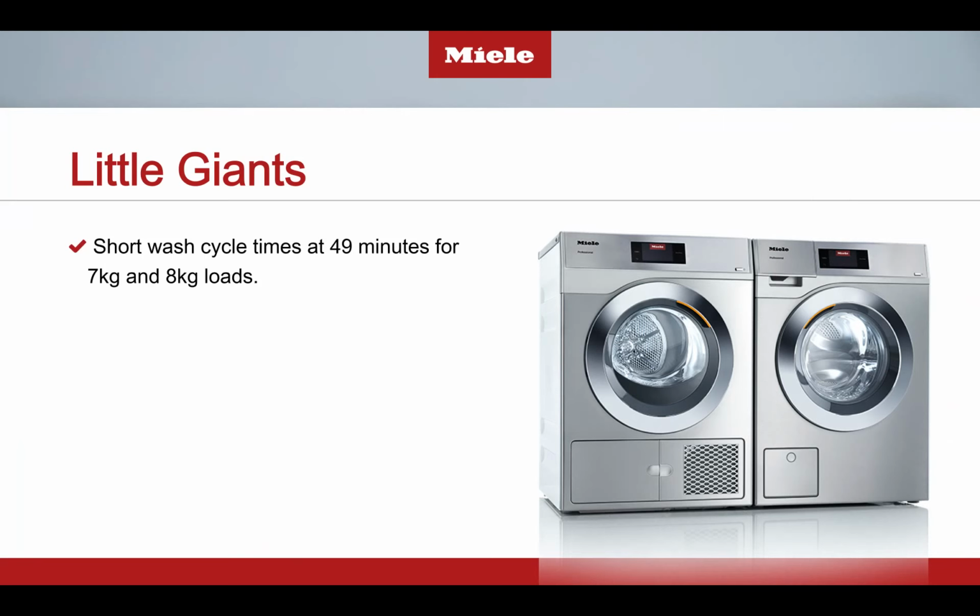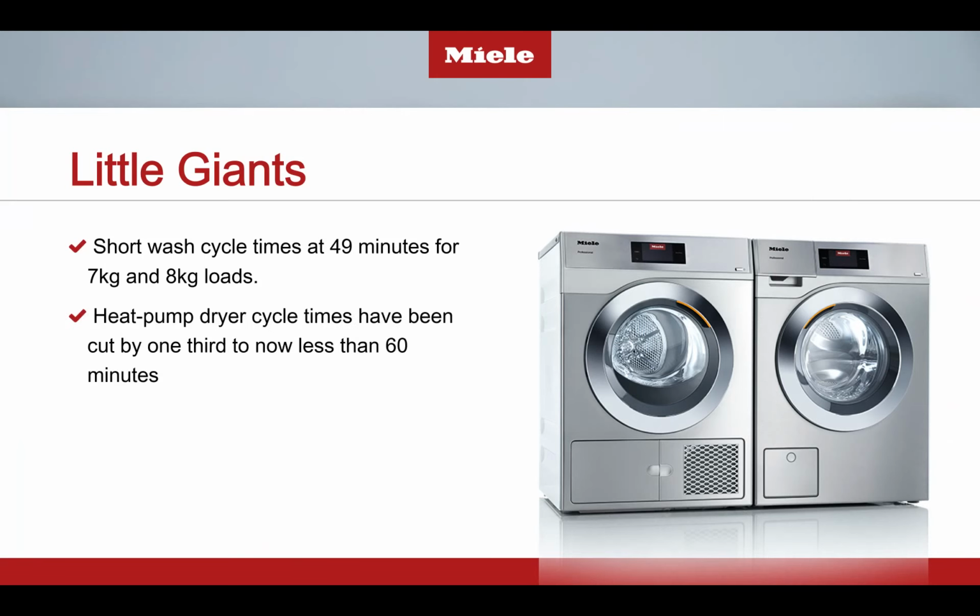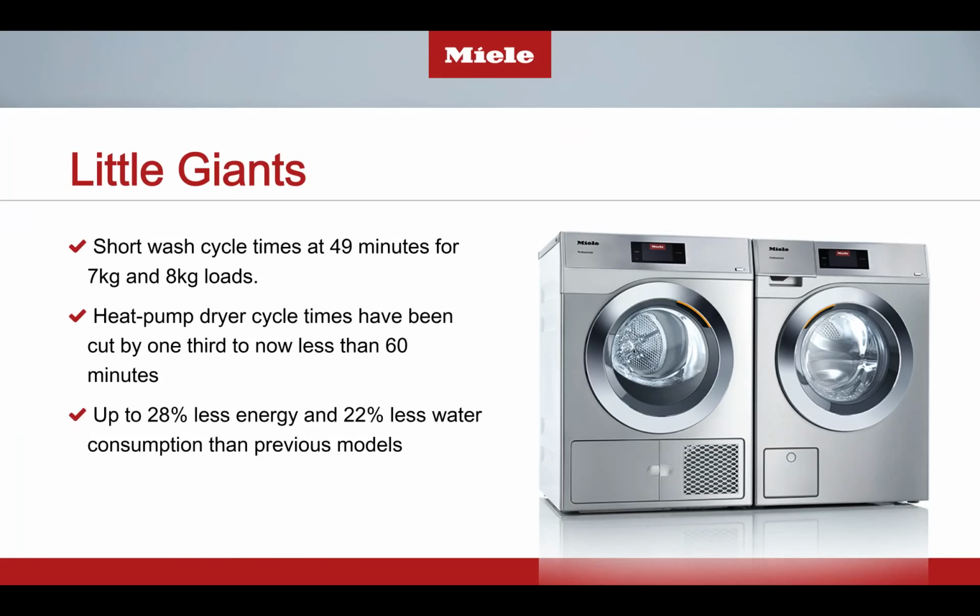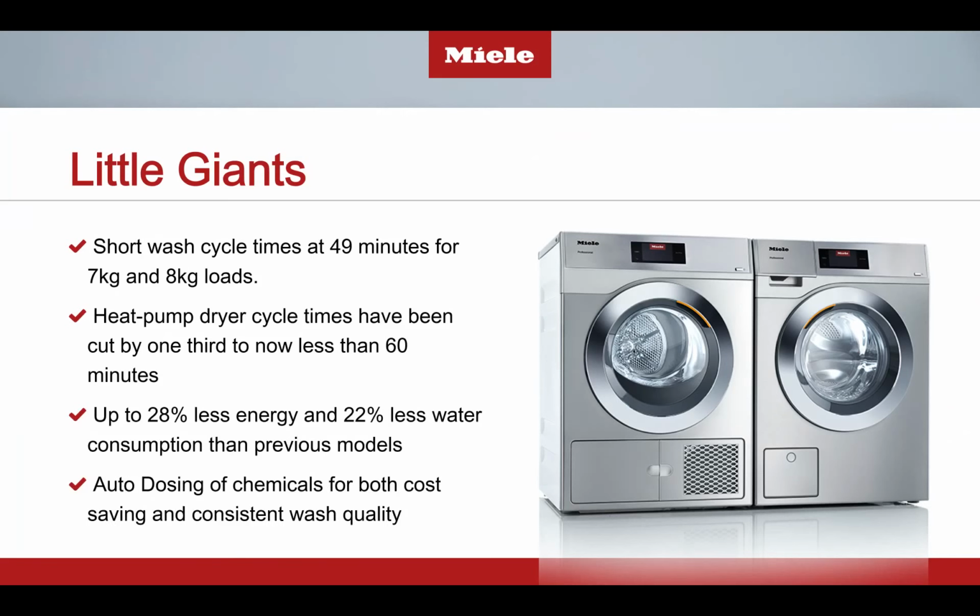Our cycle times are short, which enables you to process up to 76 kilos of laundry in an 8-hour day in either a 7 or an 8 kilogram capacity machine. These machines can be connected to dispensing systems, which enables consistency of dosing chemicals in every wash and ensures the best washing results. Our current range of machines launched last summer, and we have managed to redevelop them to operate using up to 28% less energy and consume 22% less water than our previous models.